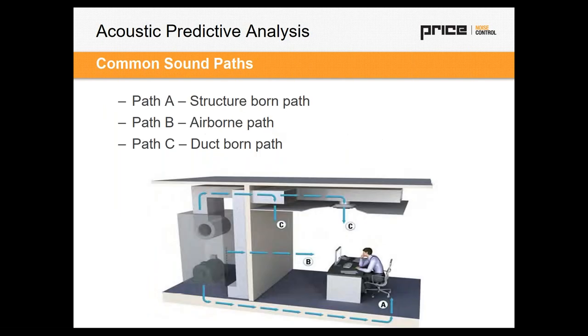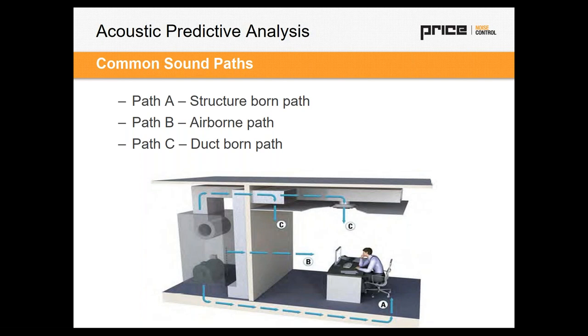A recap on the different paths of sound for HVAC acoustics is the structure-borne path, which you could address with an acoustical curb or noise and vibration isolating curb, also available at Price Industries. I'm going to show you how that might look.